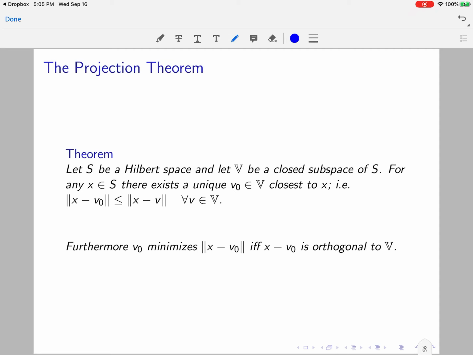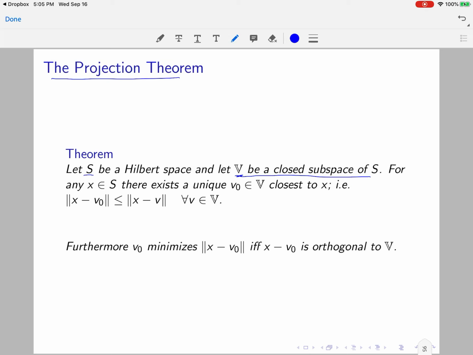Okay, in this video we're going to state and prove the projection theorem. All right, so the projection theorem goes as follows. Let S be a Hilbert space and let V be a closed subspace of S.